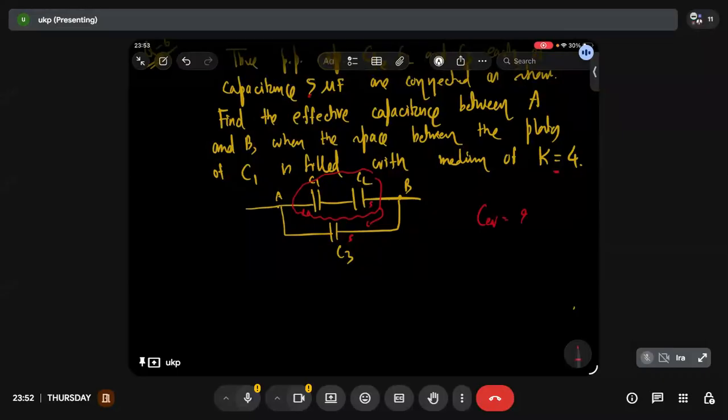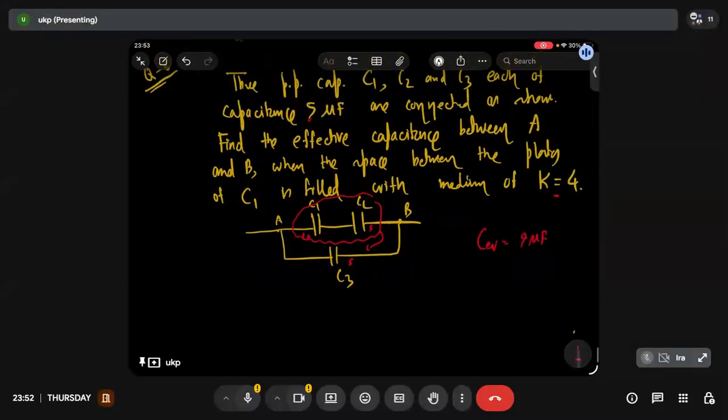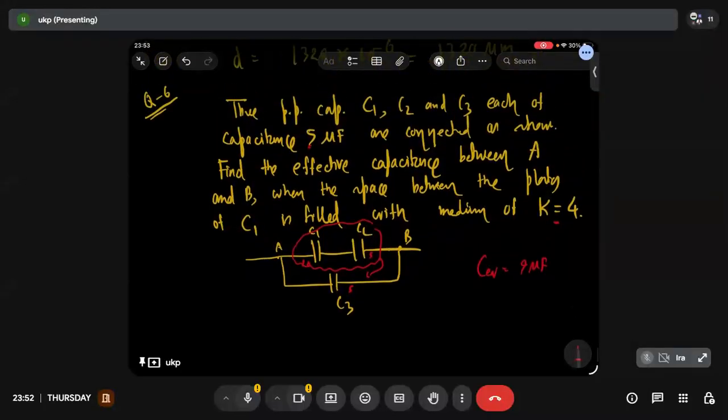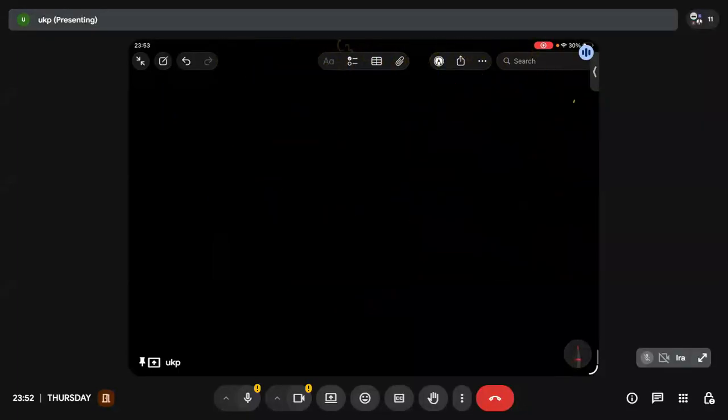तो equivalent क्या आएगा दोस्त? 9 microfarad. This question came in 2025 4th April evening shift. ठीक है? 2025 4th April evening shift में this problem had come. ठीक है? चलो. Let's move to the next problem.